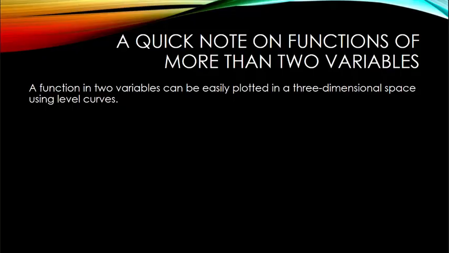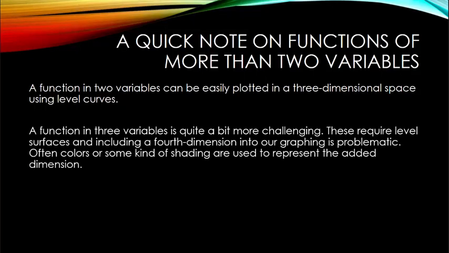I want to make a very quick note about functions of more than two variables. Clearly, when I use two variables, it's fairly easy to plot in three-dimensional space, either using level curves or using a graphing utility that does a good job at plotting surfaces. Functions in three variables are quite a bit more challenging. These require a level surface rather than a level curve, and including this fourth dimension into our graphing is problematic.